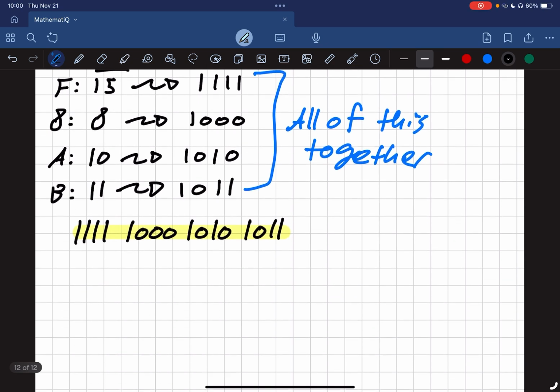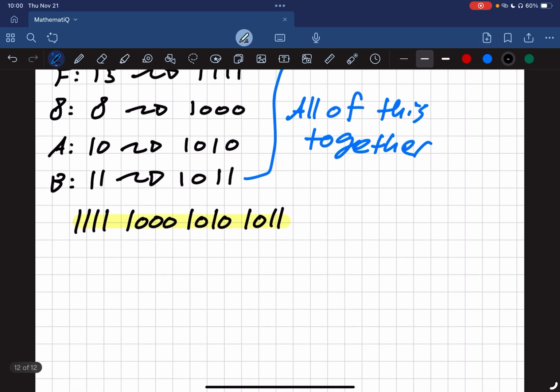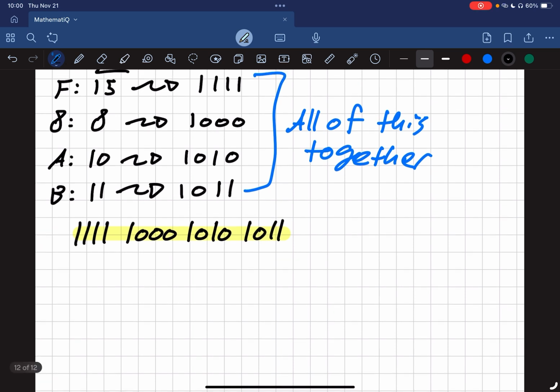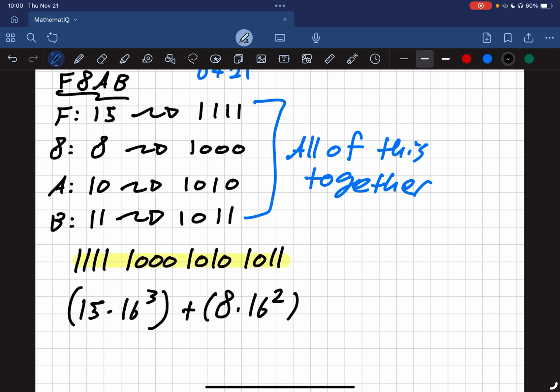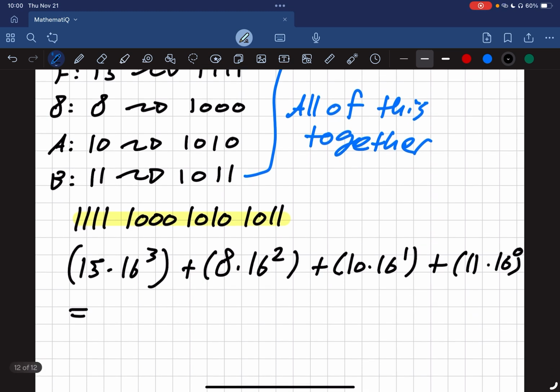And if we go ahead and check what this number adds up to, you can do it straight from hexadecimal. You can do the following. I'm not going to do the binary to decimal. It's going to be a little too large, but in hexadecimal, you have the following. So you have 15 times 16 to the 3 plus 8 times 16 to the 2 plus 10 times 16 to the 1 plus 11 times 16 to the 0. Okay. And if we add that up, we get 15 times 16 to the 3. This is actually a huge number.